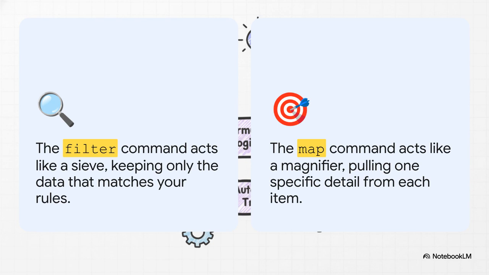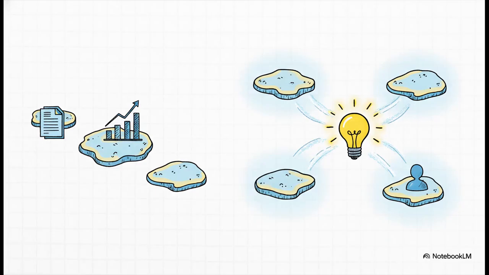First, you've got Filter. Think of it like a sieve. You tell it what you're looking for, and it just keeps the stuff that matches your criteria. Everything else falls away. Then you've got Map. This is like a magnifying glass. It goes over every item your sieve just caught and pulls out one specific detail you need. Maybe it's the project name or a due date or its status. And what's the result? Boom! A clean, simple list of exactly what you asked for. In this case, just the overdue project names, pulled instantly from a totally different database.